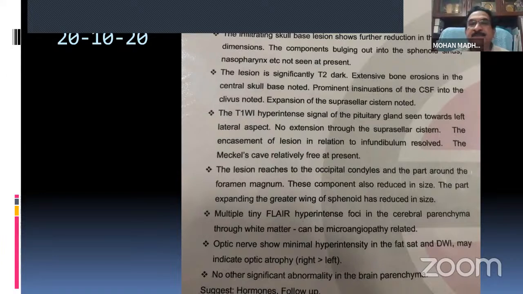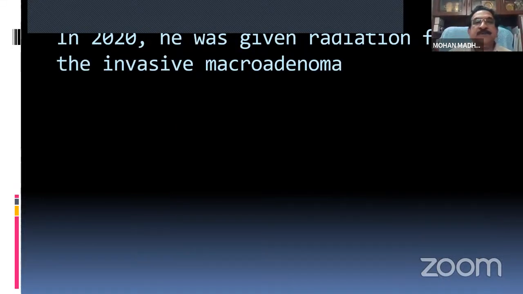T1 hyperintense signal in the pituitary gland seen towards the left lateral aspect. No extension to the suprasellar system. The encasement of the lesion in relation to the infundibulum is resolved. The Meckel's cave is relatively free at present. Lesion reaches to the occipital condyles and part around the foramen magnum. This component also reduced in size. Then other things you forget about it. So, in fact, we're seeing that the lesion is still there, involving the clivus.